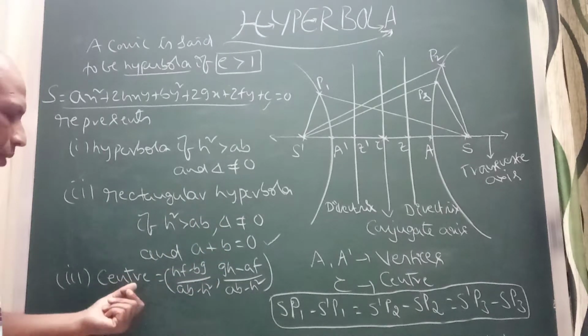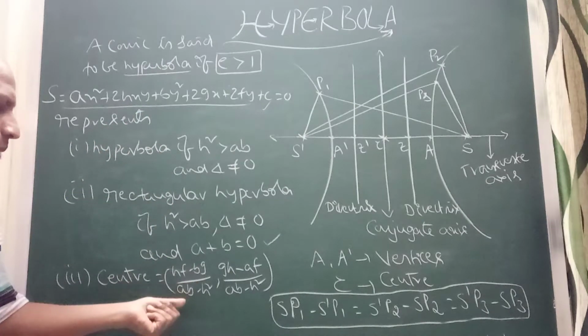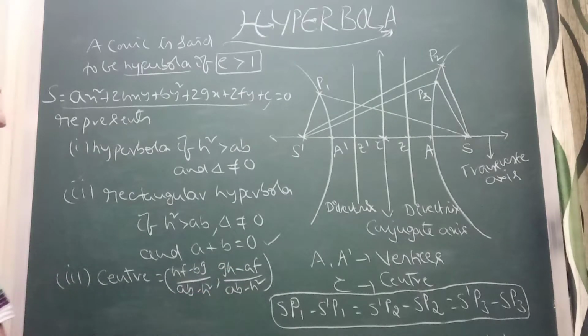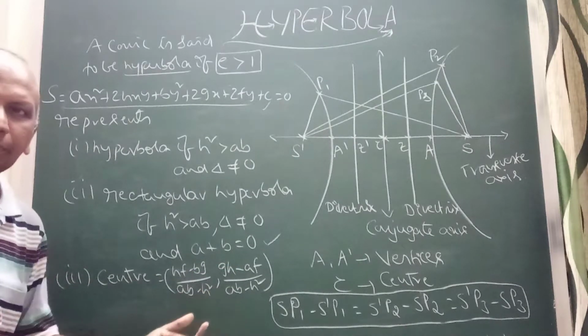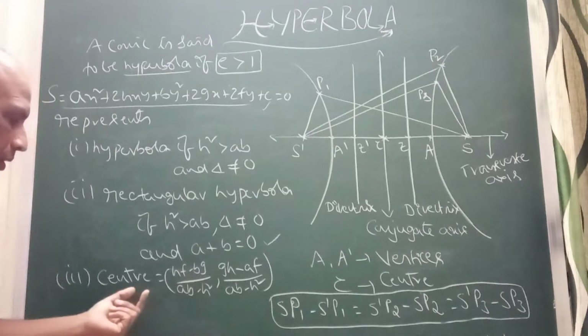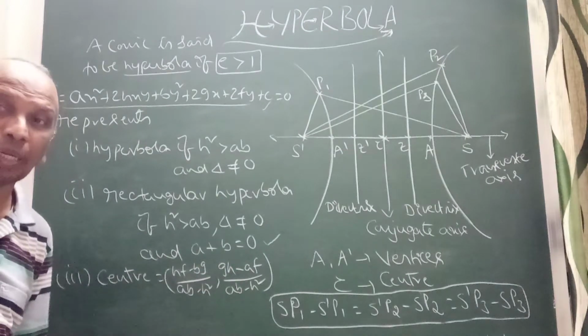Now here you can see the center. If we know this, I can write the center as (hf minus bg) by (ab minus h square), (gh minus af) by (ab minus h square). You can write this. This is the rule for the center.